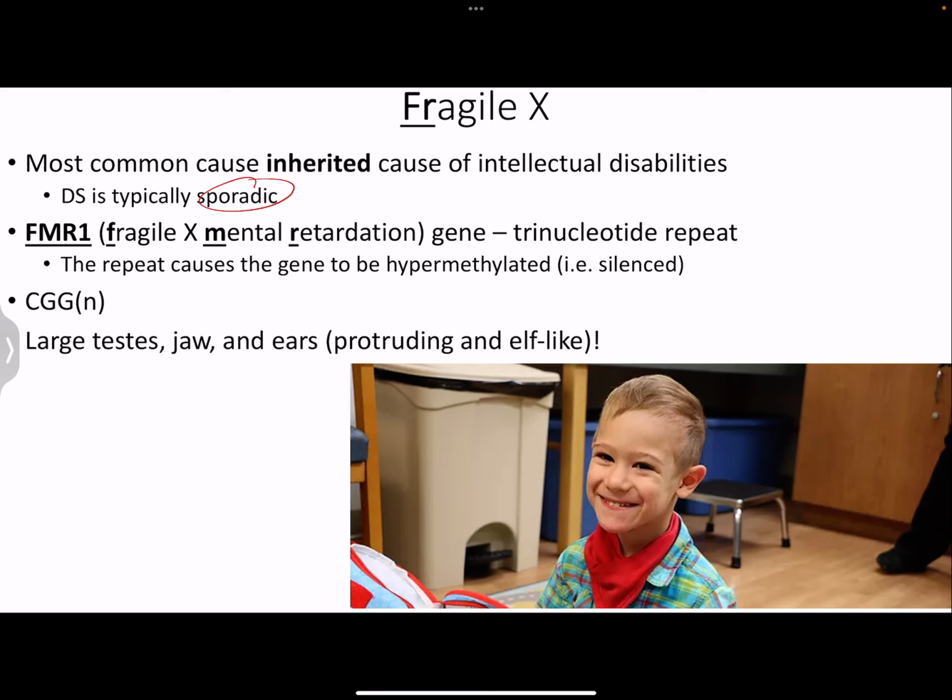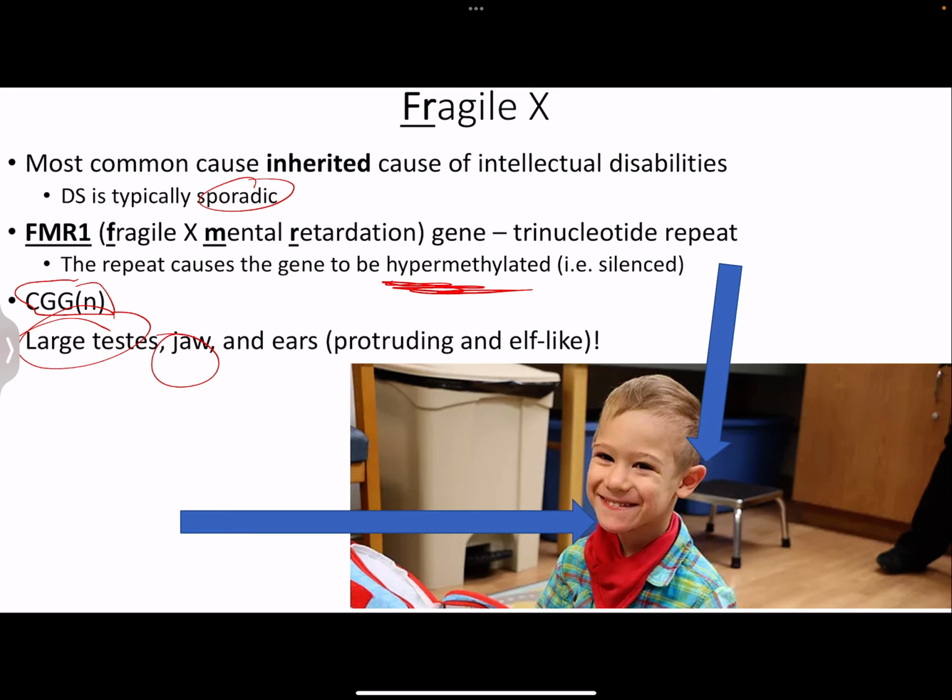The trinucleotide repeat is CGG, and if we make another link to CpG islands, for whatever reason, those islands often get methylated. So this is not a promoter. This is not a CpG island, but because we have so many CG, some protein in the cell sees this and might think it's a CpG island, and it hypermethylates it, which can turn this gene off. Large testes actually comes up in vignettes. Large jaws, and particularly large ears, which we can see here. This kid is just absolutely adorable.